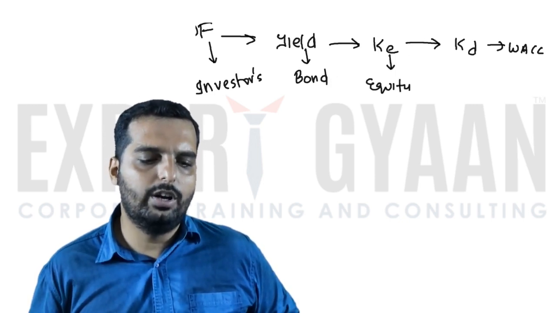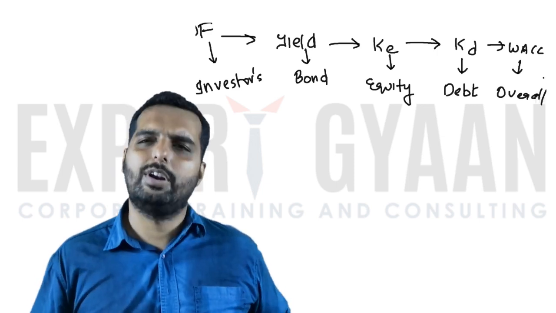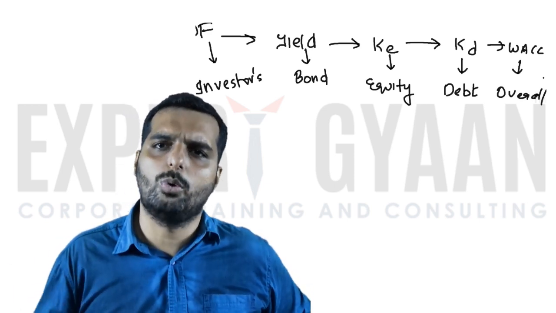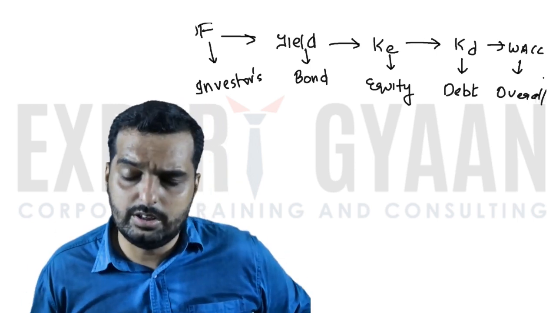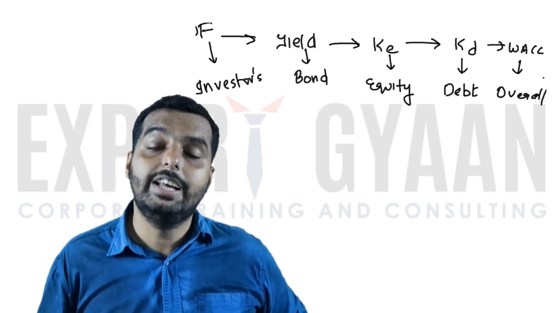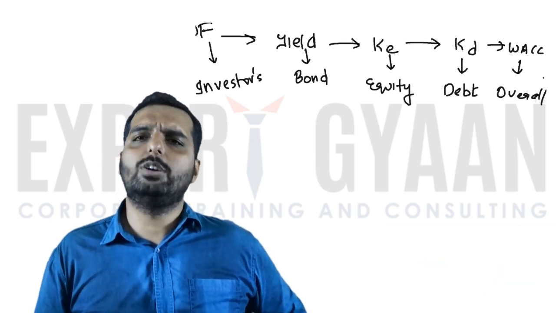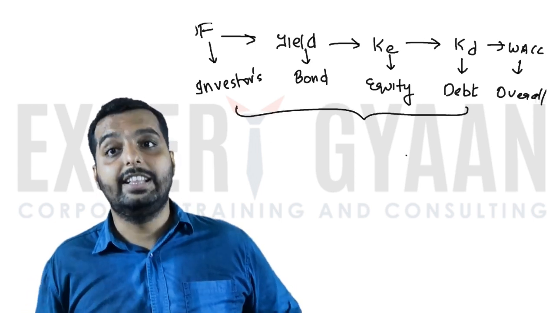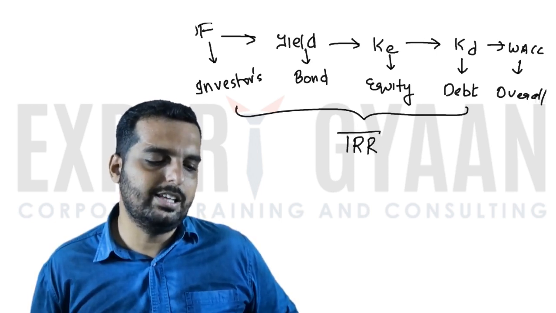KE is nothing but equity holders' expectation. KD is nothing but debt holders' expectation. And WACC is nothing but overall investors' expectation. Friends, all these are nothing but investors' expectation. Yield is a term which we normally use in the chapter of bond valuation, but that is also investors' expectation. KE is a word that we use in the chapter of dividend policy or any other chapter where equity holders are involved. That is nothing but equity holders' expectation. What I'm trying to tell you here is that all these terminologies in the long run will result in nothing but the IRR.